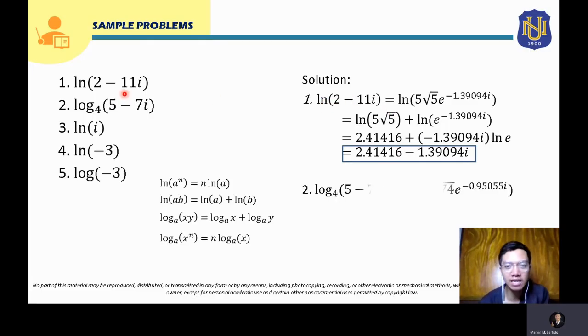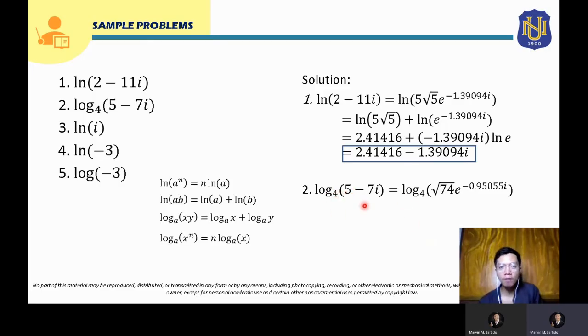Now let's proceed to the second example. For our second example, this is log of 5 minus 7i with base 4. We will also apply what we have done in our example number 1. This complex number in rectangular form, we will convert into exponential form. So this will be our exponential form for this rectangular form. Our r here is square root of 74, and our argument will be negative 0.95055. That is in radians. So that will be our argument.